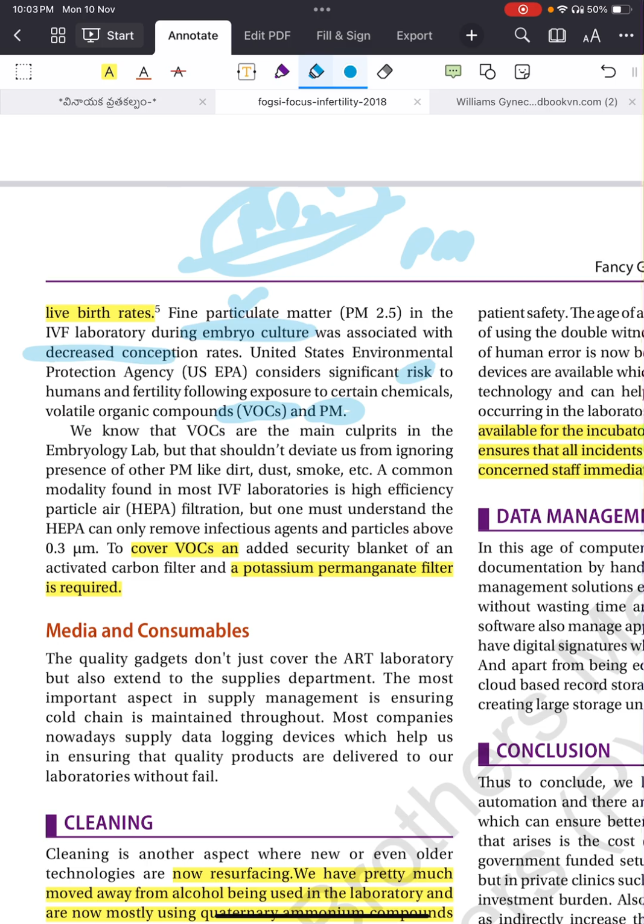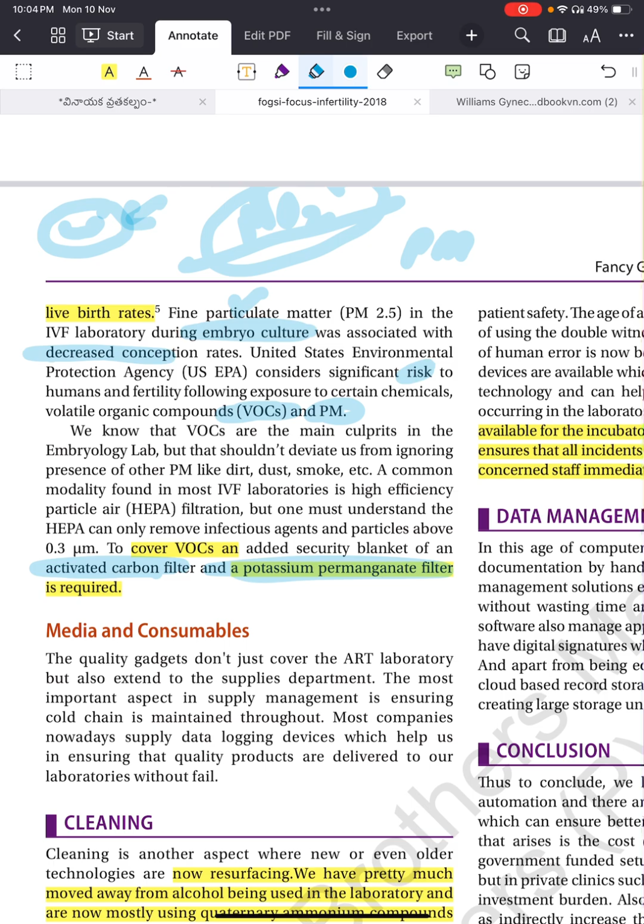And the United States Environmental Protection Agency (US EPA) confirmed that there is significant risk to humans and fertility following exposure to some chemicals like VOCs and particulate matter. If the embryo is exposed to these chemicals, then there is significant risk for humans and fertility. So that's why they keep activated carbon filters and potassium permanganate filters to clear these VOCs and PMs.